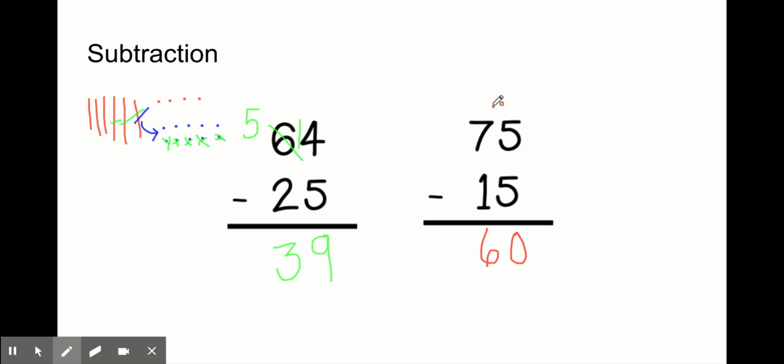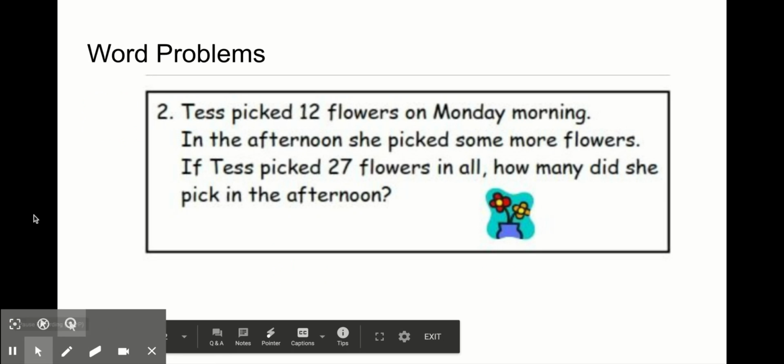Make sure that when you're doing this that you keep your tens and ones in a straight line so that you do not get confused. Remember that when you're solving, you can use any strategy that works for your brain. Let's try some word problems together.